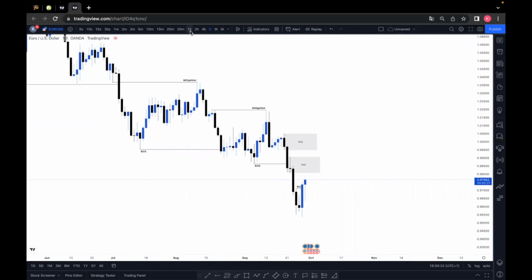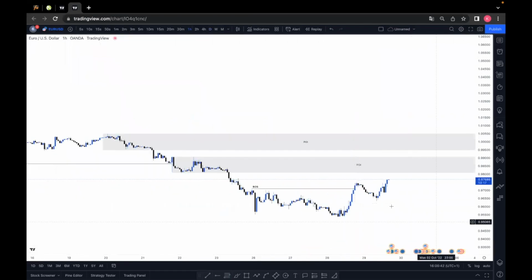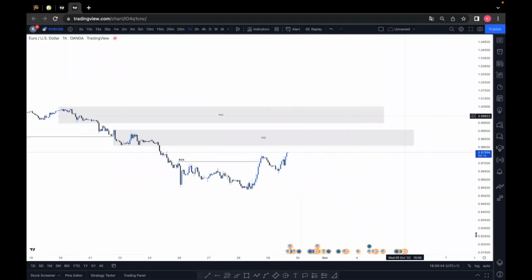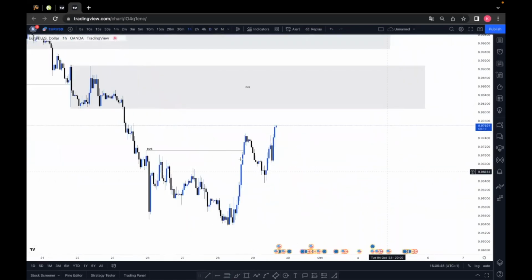I can go down, for example, to the 1 hour time frame, and I can look for a 1 hour change of character, right? Pretty much just to give us that signal that, okay, now the daily time frame is doing a pullback towards the POI, so we can see that further continuation to the downside. So what happened right here?